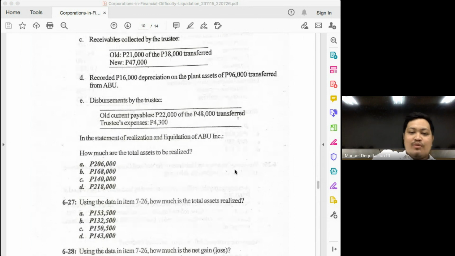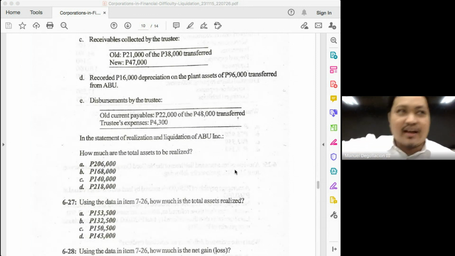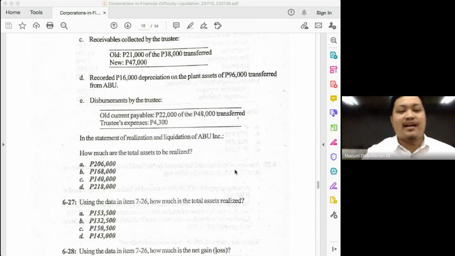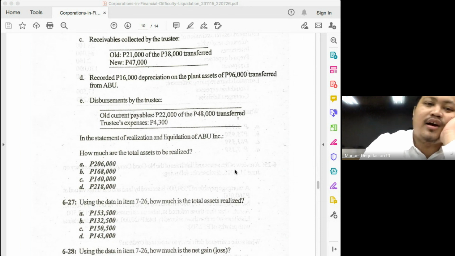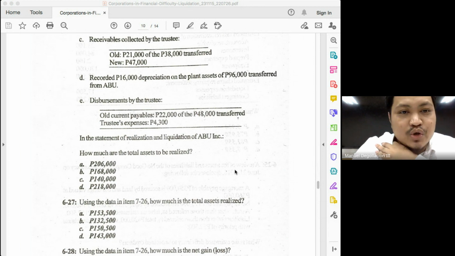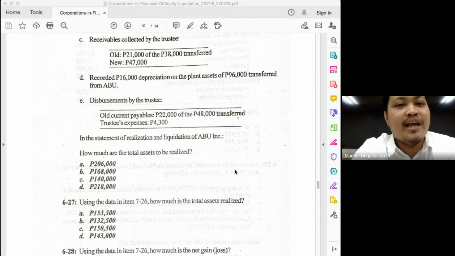6-27, how much is the total assets realized? So from those that are to be realized, class, we are asked how much then was realized. Okay, so we will not include those portions that were not yet converted into cash, or those that were not yet realized. Out of your 38,000 class, were you able to collect the entire 38,000? Let's start with the first bullet.